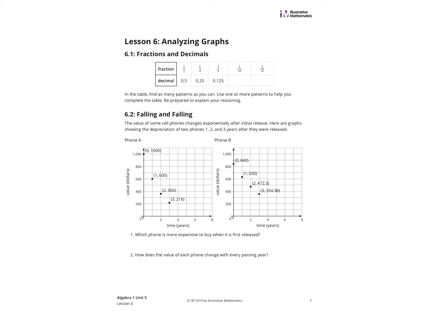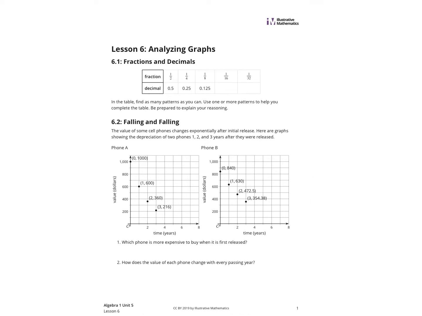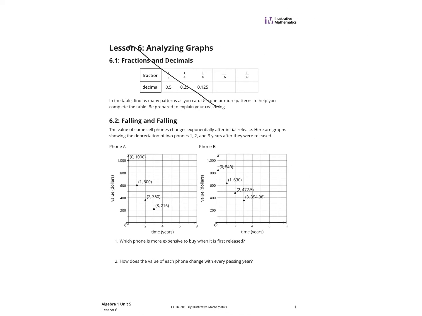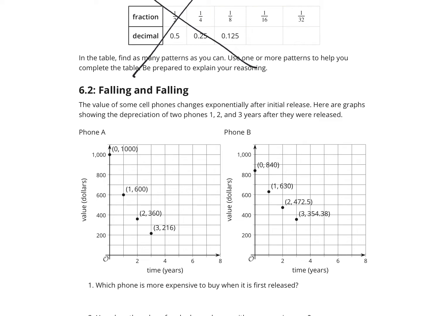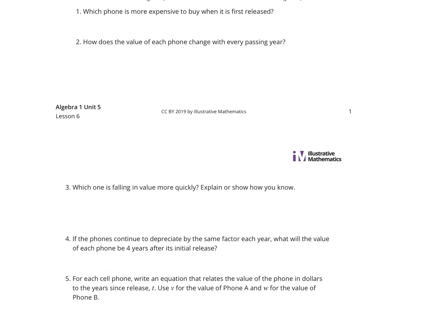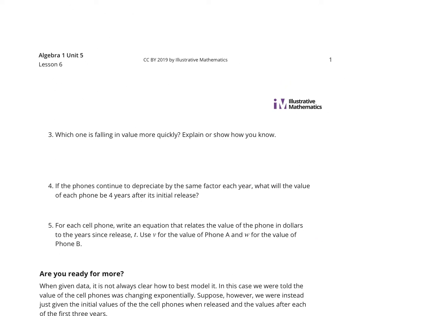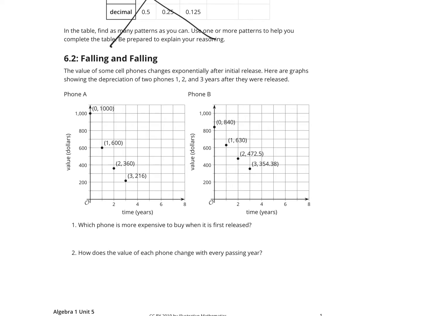We're going to go ahead and skip activity 1 and move on to activity 2. Let's take a look at activity 2. It says the value of some cell phones changed exponentially after initial release. Here are graphs showing the depreciation of two phones 1, 2, and 3 years after they were released. You have 5 questions that you need to answer, so go ahead, pause the video, and answer those questions.